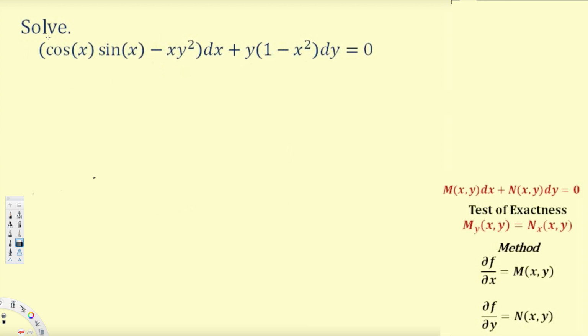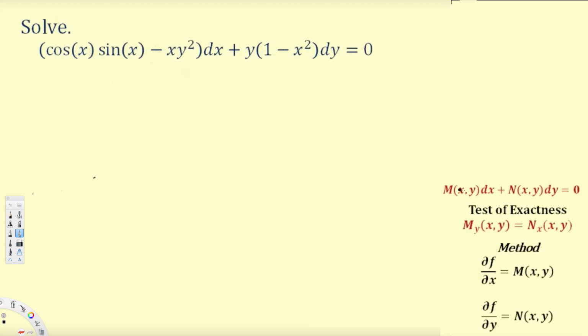Guys, in this video we are going to see how to solve an exact differential equation. Now to solve an exact differential equation, first of all we have to know the pattern of this equation. So for an exact differential equation, the equation is going to look like this: M(x,y) dx + N(x,y) dy = 0.